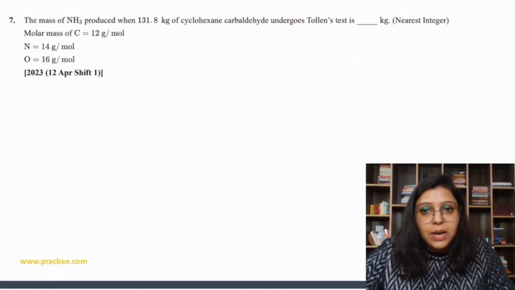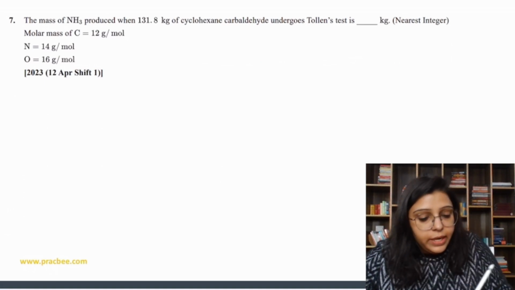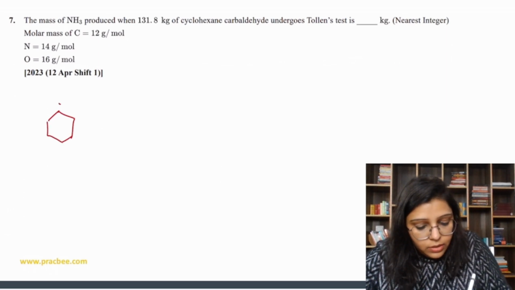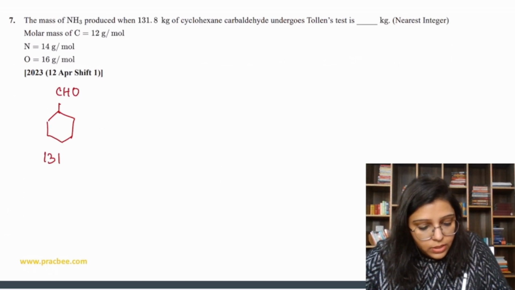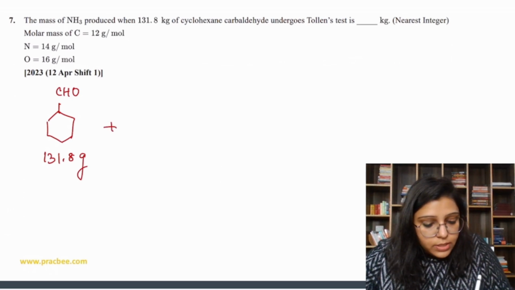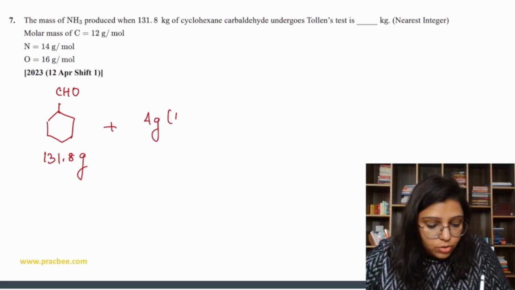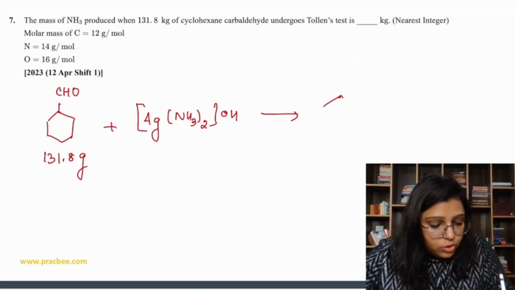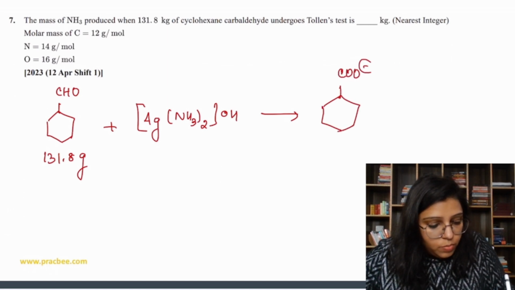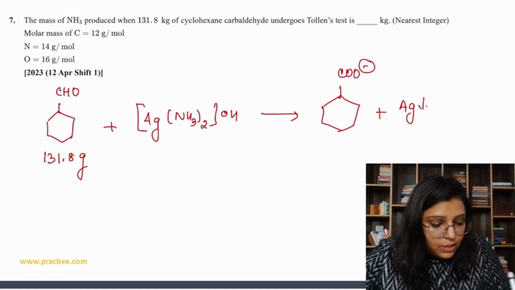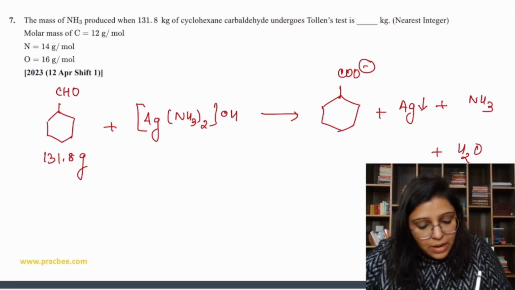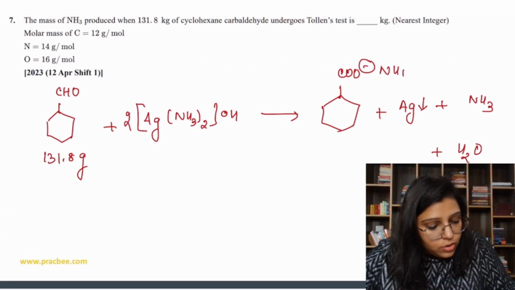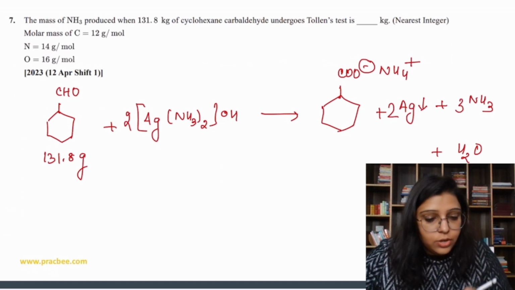Now next question says the mass of ammonia produced when 131.8 kilogram of cyclohexane carbaldehyde, so this is cyclohexane carbaldehyde and this is 131.8 kilogram, undergoes Tollens test. Tollens test is silver ammoniacal nitrate solution, which is [Ag(NH3)2]+, and here we write OH minus. So CHO is converted to COO minus. Then we have silver precipitate, ammonia and water. So obviously we have to balance this equation. On balancing you get 2 over here. Here you write NH4 positive, 2 here, 3 NH3 over here.